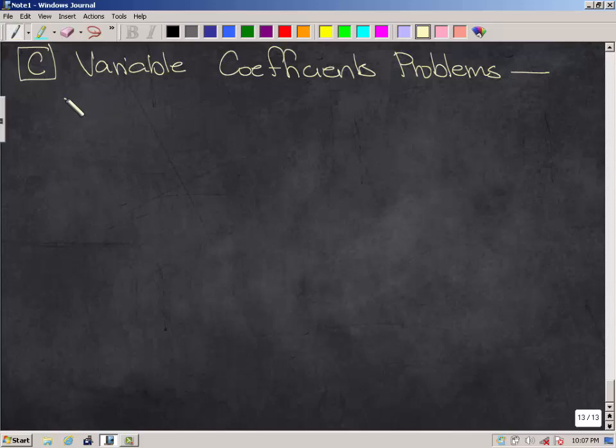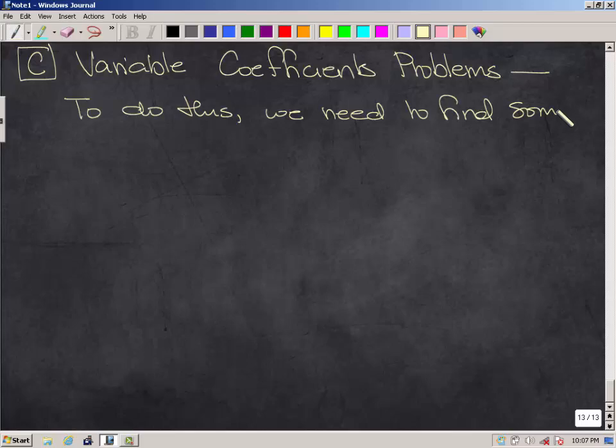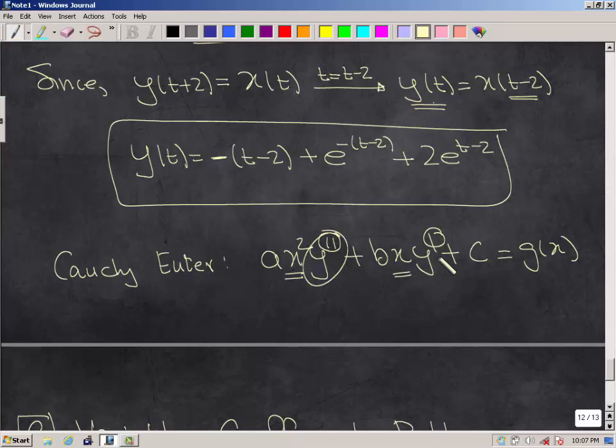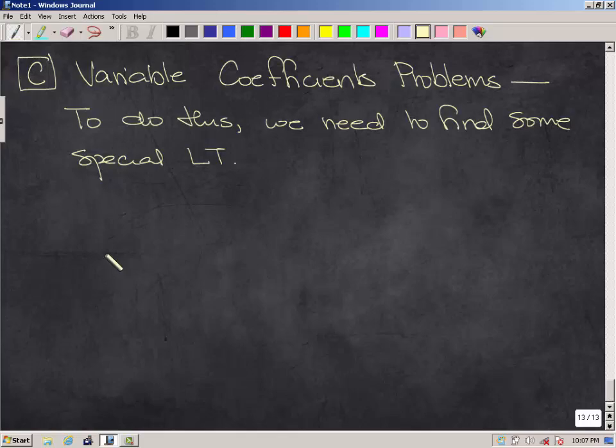Okay, to do this, we need to find some special Laplace transforms that we haven't done yet. We know the Laplace transform of y double prime, we know the Laplace transform of y prime, we know the Laplace transform of e to the t, and so on. We know a lot of them, but there are some other ones we don't know that we need to find. But before I do that, let me also remind you of one Laplace transform that we're going to utilize here in a second.